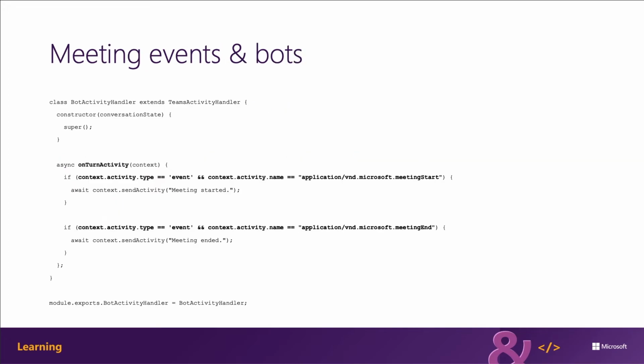Here's a simple bot, and what it's doing is implementing the on-turn activity. It's checking to see if the activity that the bot received is of type event, and the context activity name that was being passed in is a meeting start or a meeting end activity. And if it is, you can do whatever you want, but in this case all I'm doing is sending back a response to the activity that simply says the meeting has started or the meeting has ended.